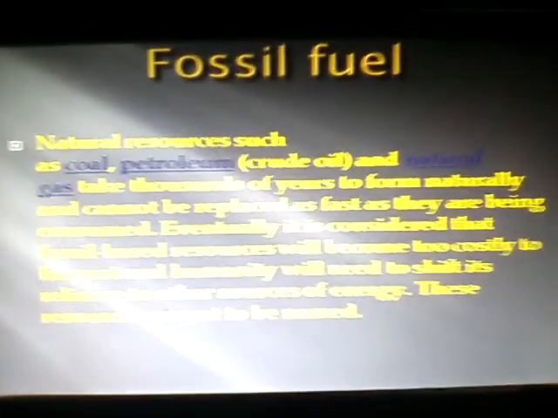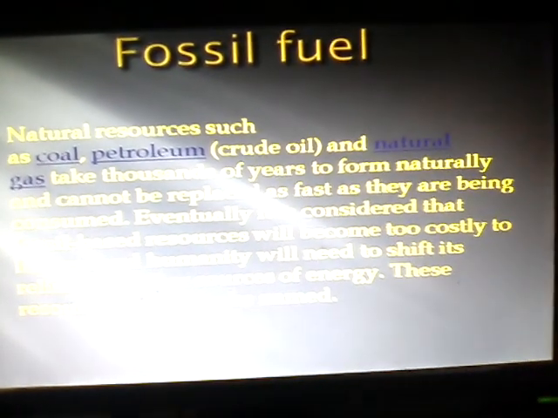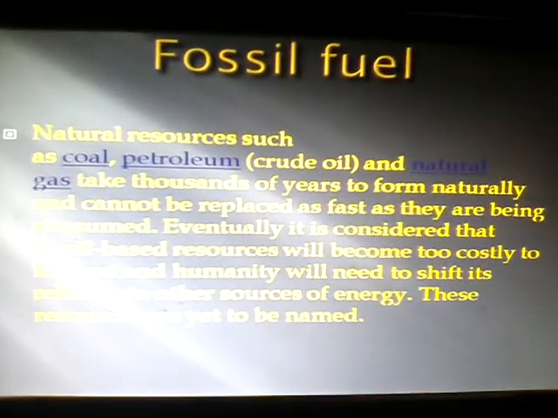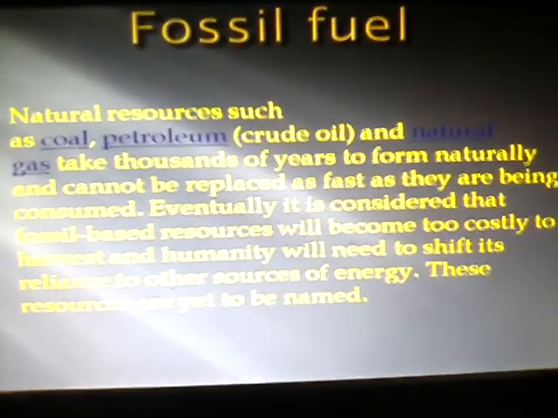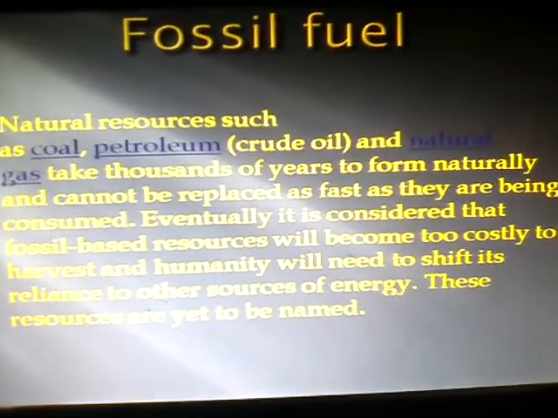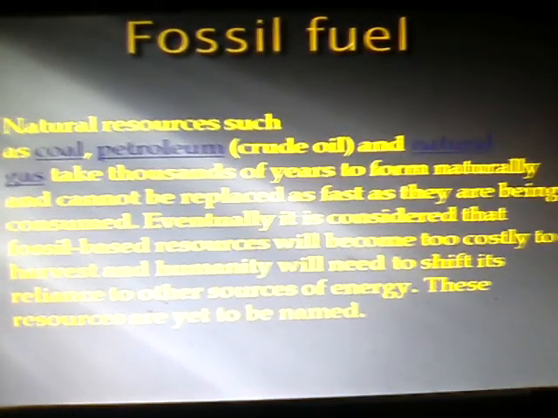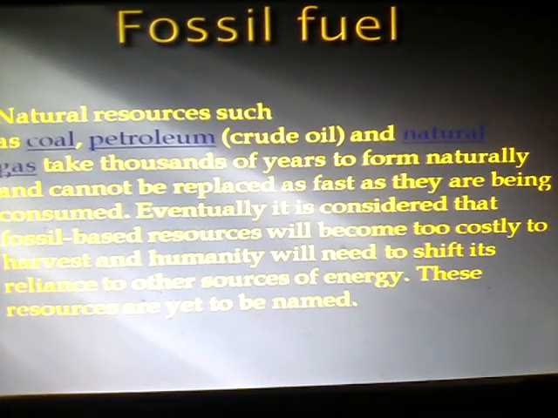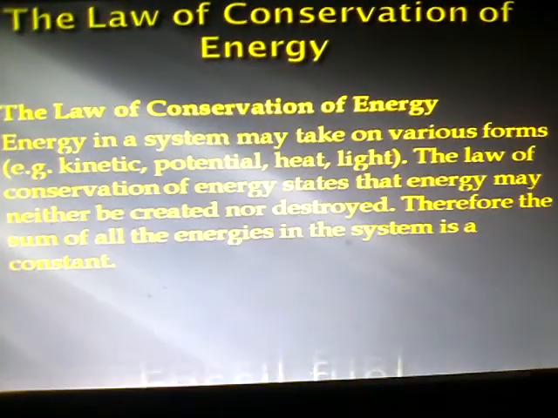Fossil fuel. Natural resources such as coal, petroleum, and crude oil naturally take thousands of years to form and cannot be replaced as fast as they are being consumed. Eventually, it is considered that fossil-based resources will become too costly to harvest, and humanity will need to shift its reliance to other sources of energy. These resources are yet to be named.